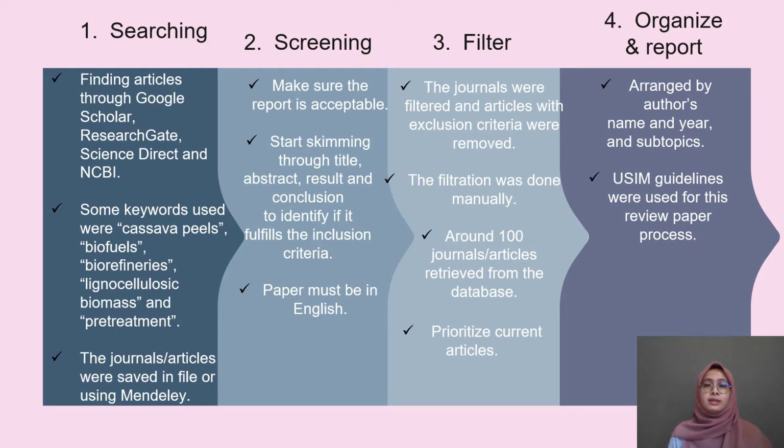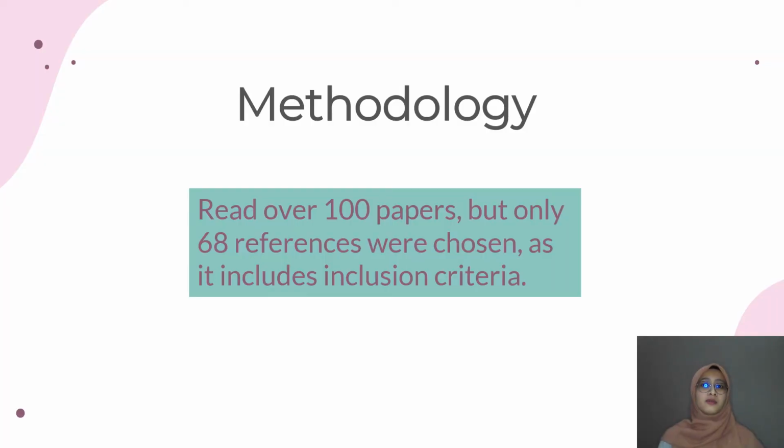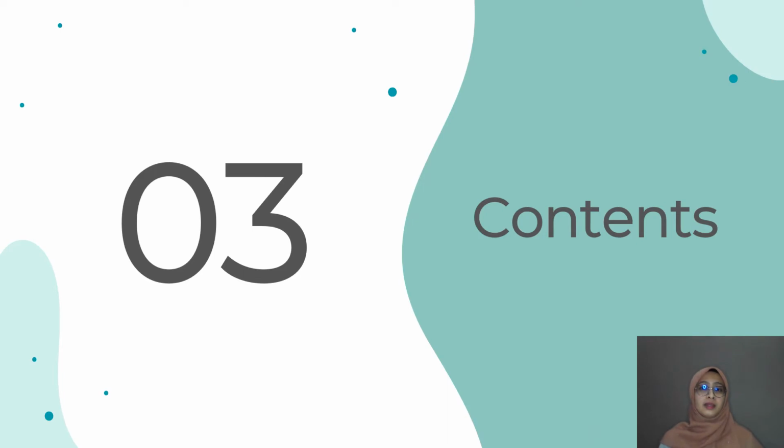I prioritized current articles. In the fourth step, organize and report, I arranged the journals by author's name, year, and subtopics, and guidelines were used for this review paper process. I have read over 100 papers but only took 68 of them as my references because of the inclusion criteria. Now, let's move on to the contents of the paper review.